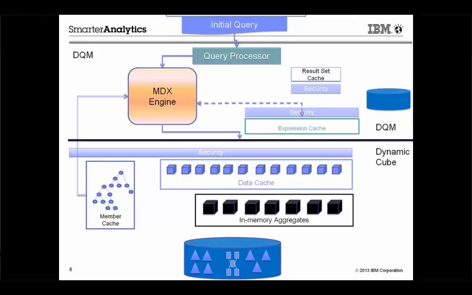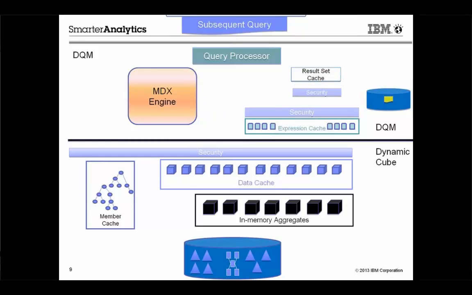Now that we have everything that we need, we pass those values back up to the MDX engine to do some processing. It might store some information into the expression cache, and that result, prior to returning the full result back to the user, we'll store that result in the result set cache.